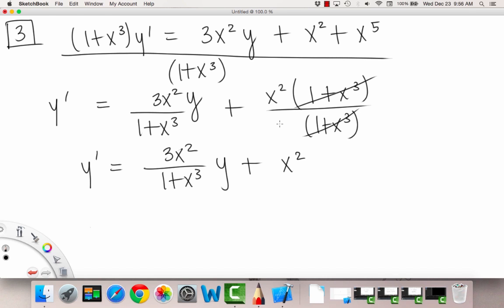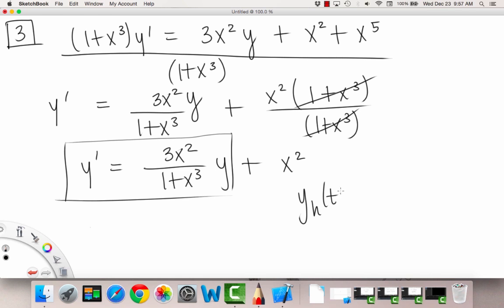Recall from variation of parameters, what we're going to do is solve the associated homogeneous equation first, which means we're going to focus on this one part here. We're going to solve that and find our solution to the homogeneous equation, which is y sub h. Let's do that on the next slide.